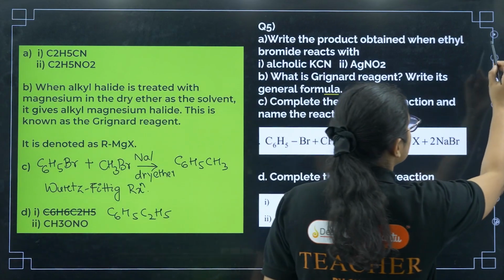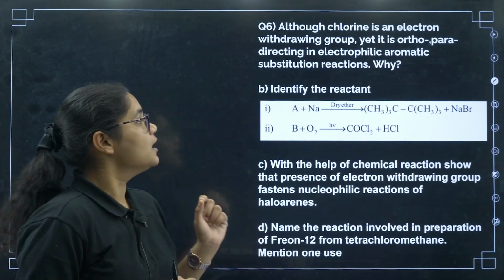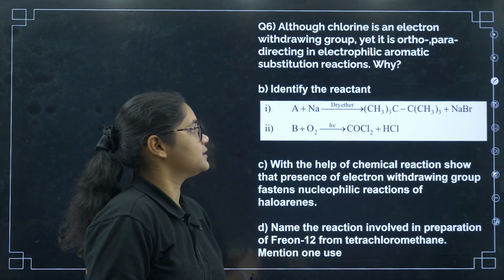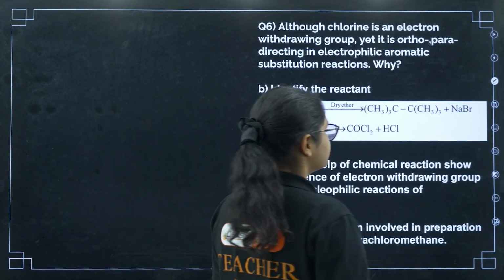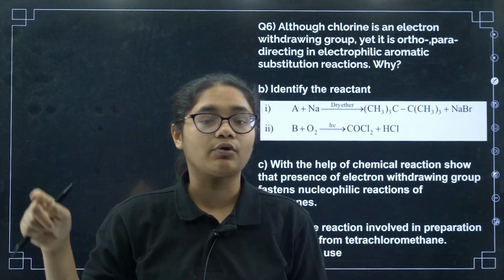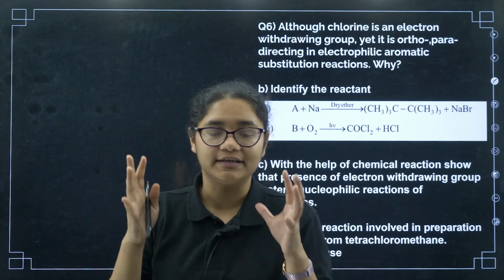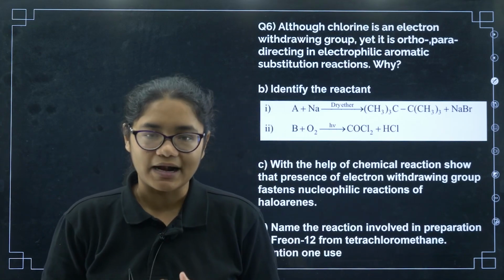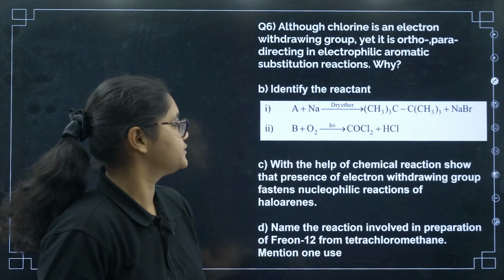Next we'll move to question number 6. Although chlorine is an electron withdrawing group, yet it is ortho-para directing in electrophilic aromatic substitutions. Why? This is a very easy question. Generally, chlorine has a lone pair, right? So it donates electrons to the ring, and the electron density in the ring increases at ortho and para positions. That is why the substituents are attached at ortho and para positions.